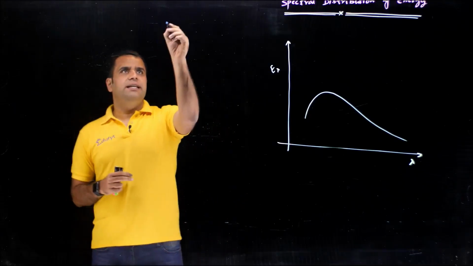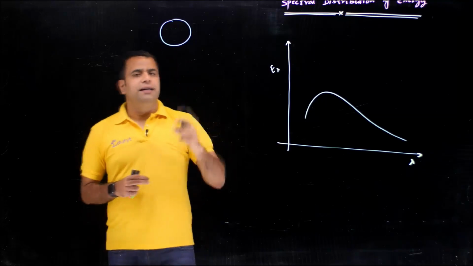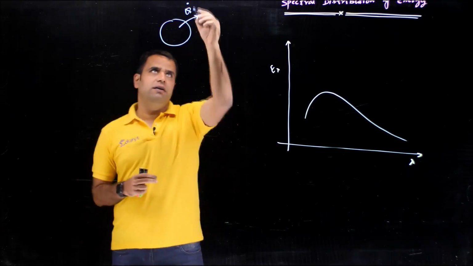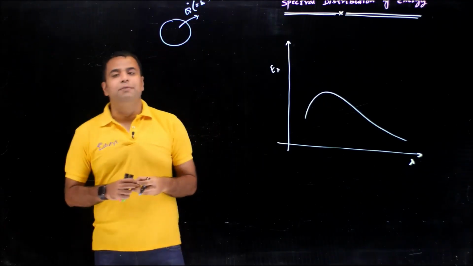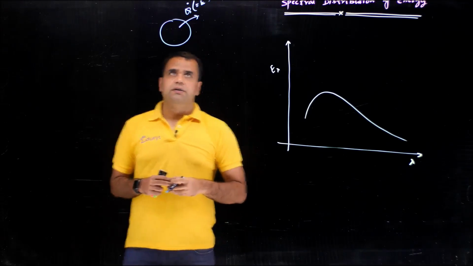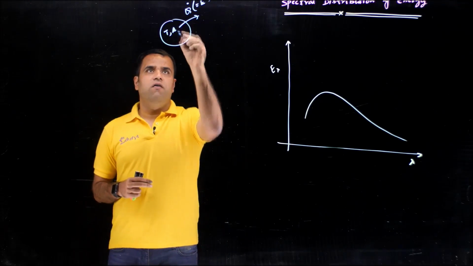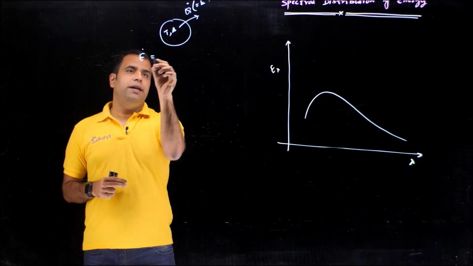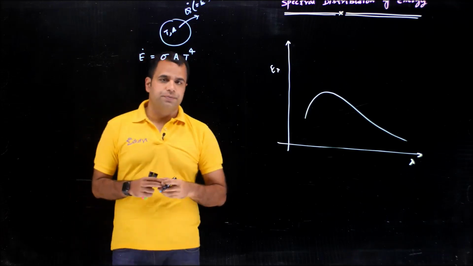So in case of radiation, let's say this is our body and it is radiating. Some Q naught will be going out, or if you want to call it E, that's also okay because it's the emission. E stands for emission. When the emission is going out, we have Stefan's formula. So the emission of a body is equal to sigma A T to the power 4.